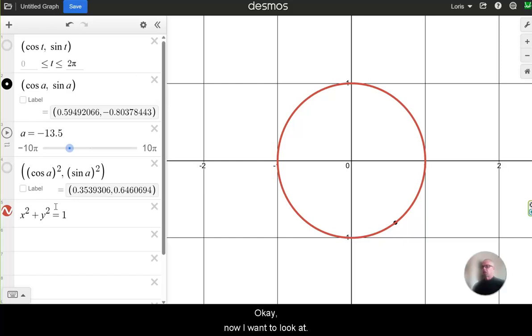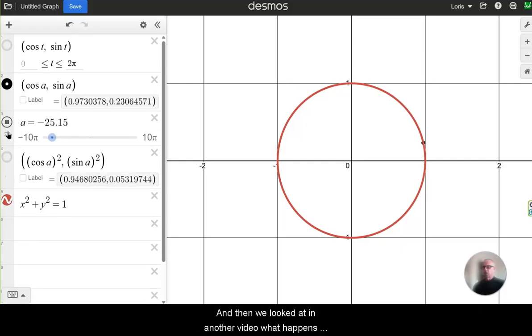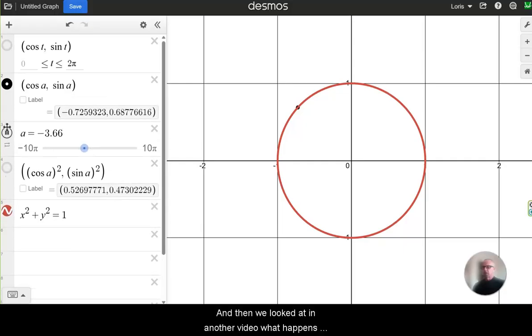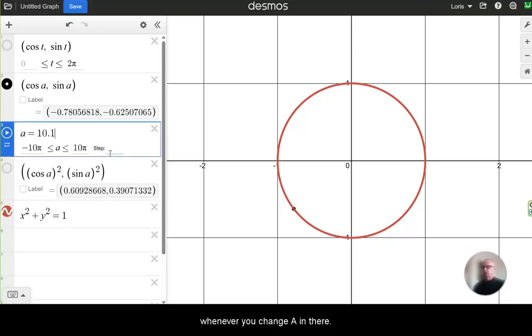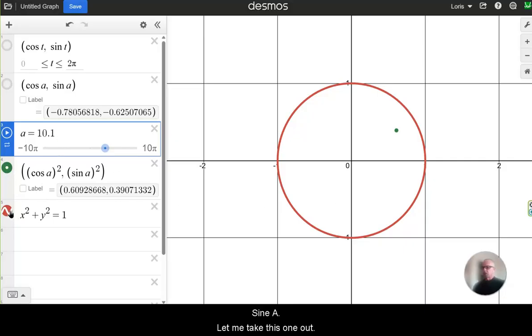Okay, now I want to look at not cosine A, sine A, but cosine squared A, sine squared A. Cosine A, sine A was, of course, this circle, and then we looked at in another video what happens whenever you change A in there. So now I want to look at this other one, where it's cosine squared A, sine squared A. Let me take this one out.